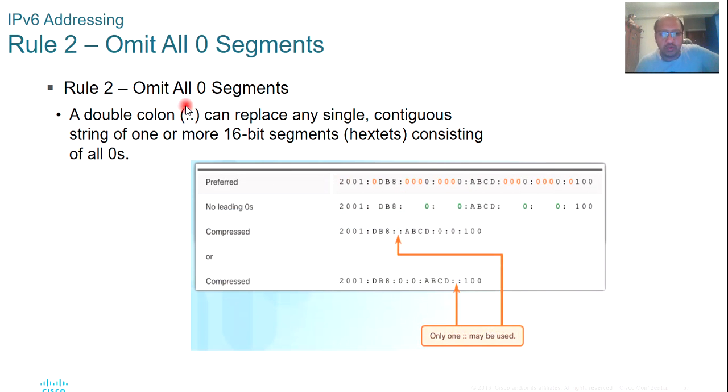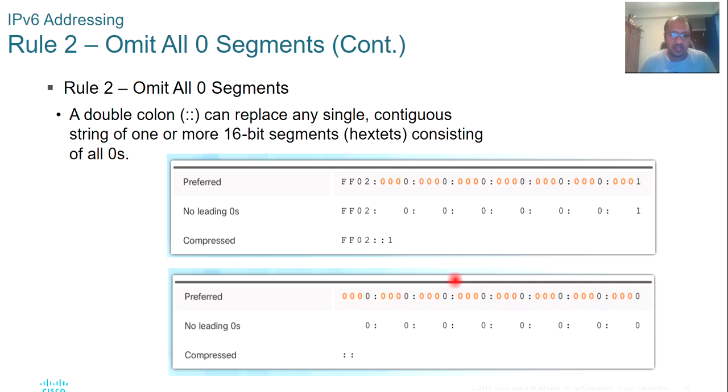The next rule is that we can omit all-zero segments. It means that after replacing these consecutive zeros with a single 0, we can now replace these contiguous all-zero hextets with a double colon in this way. You can see here. Similarly, we can replace these two consecutive zero hextets with a double colon. But one thing to keep in mind is that we can't use a double colon more than one time in the same IP version 6 address. It means we can't use this double colon and this double colon at the same time. We can use it only one time in a single IP version 6 address. Similarly, these consecutive zeros of the hextets can be represented by this double colon. Yes, this is possible in IP version 6.